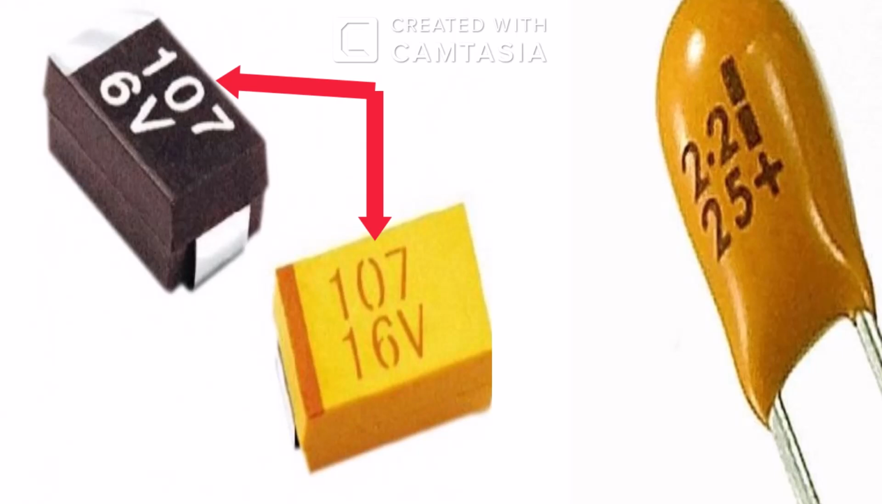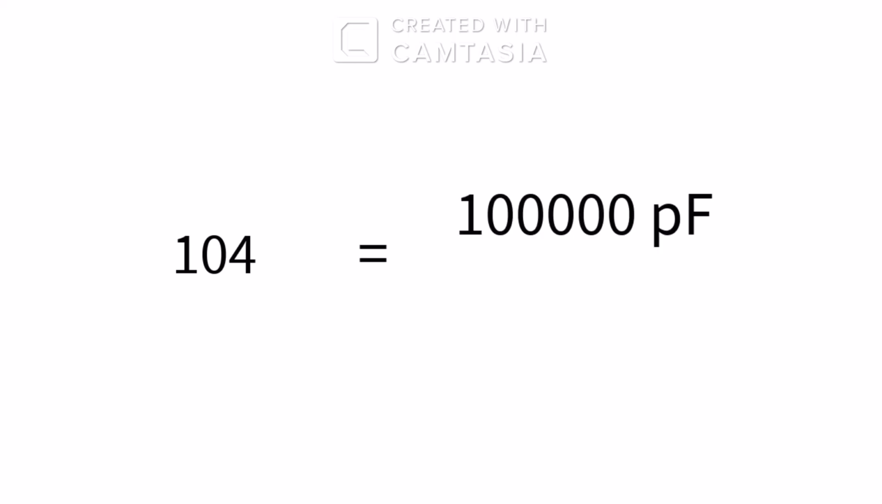Capacitance is represented with a 3-digit code, where the first 2 digits are the value and the third digit indicates the number of zeros to add. For example, a code of 104 means 100,000 picofarads or 100 nanofarads.